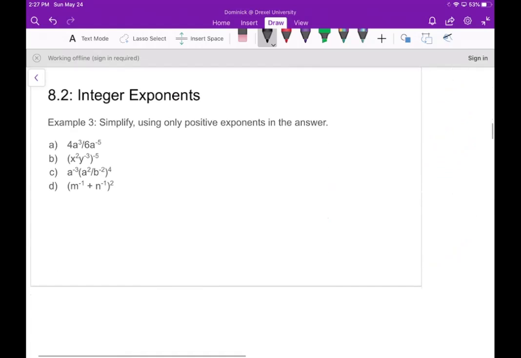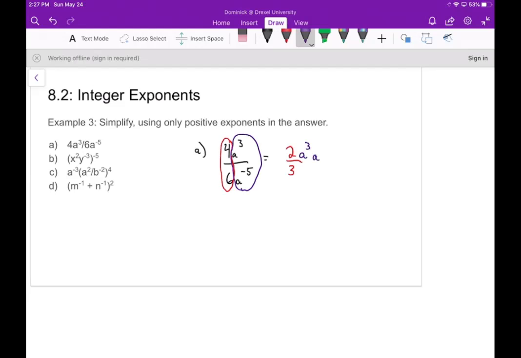Okay, so now let's do a couple examples where we're going to fully simplify everything that we have, given the rules that we have so far. So in part A, we have 4a to the third over 6a to the -5th. Well, the 4 over 6, again, we just work on this one piece at a time, we can make 2 over 3. And if we look at the a's, we have a to the third, and then a to the -5th is going to come upstairs and become a to the +5. So now if we combine the two a terms, we're going to get 2/3 times a to the 8th.